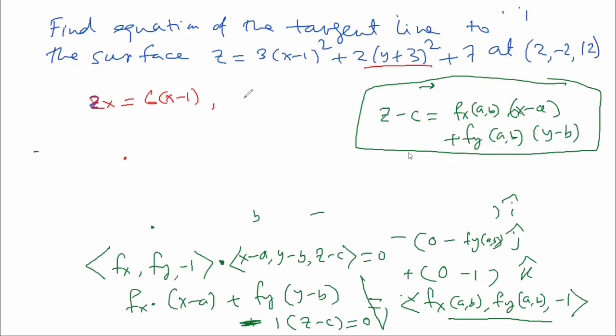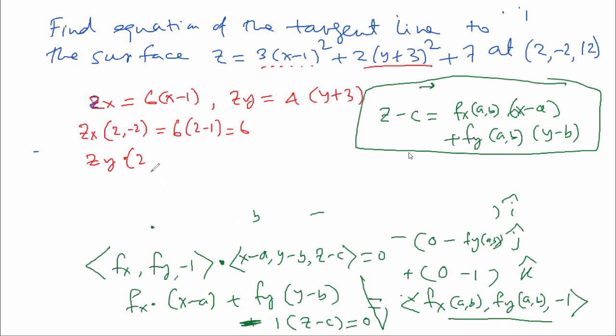And what is zy? You take x as a constant, so this would be 0. And then it will be 4 times (y plus 3). I'm using the chain rule, right? Something squared means 2 times that thing times the derivative of y, which is 1. Now you're plugging in 2, negative 2. So zx at 2, negative 2 is going to be what? X is 2, so 2 minus 1 is 1, times 6 is 6. And zy at 2, negative 2, you're plugging y equals negative 2, is 4.